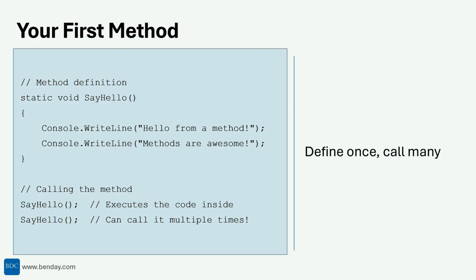Okay, so here's what's happening. We define a method with its code, then call it by name. The code inside runs every time we call it. No copying and pasting.